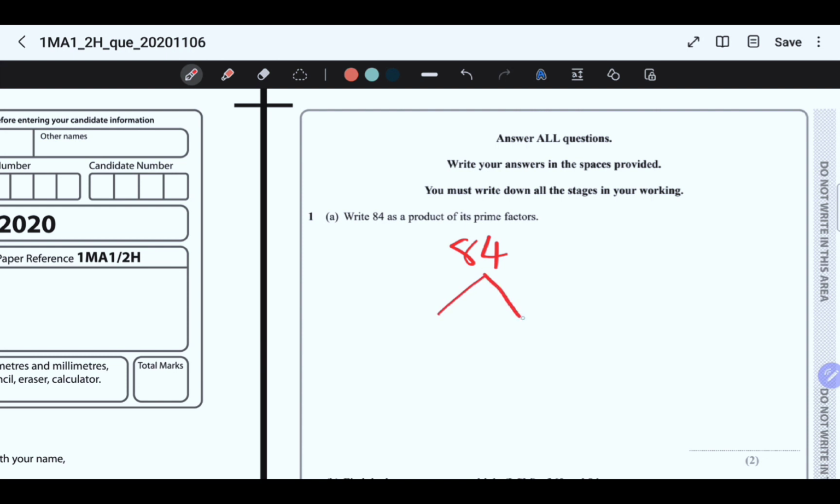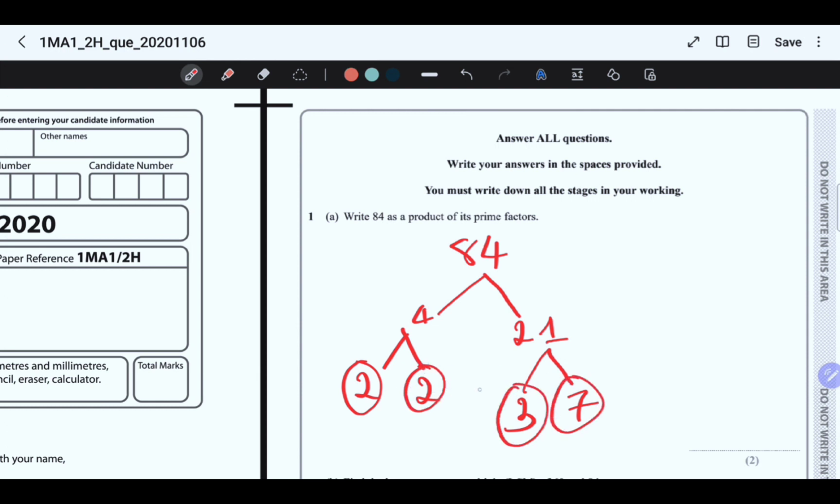84 can be broken down into, well, this is divisible by 4, so here would be 4, and this would be 21. We can break down 4 again into 2 and 2, and break this down into 3 and 7. Since all of these are prime numbers, circle them up, and that will give us our answer. 84 would be 2 times 2, which is the same as 2 squared, times 3 times 7. So that's the final answer.